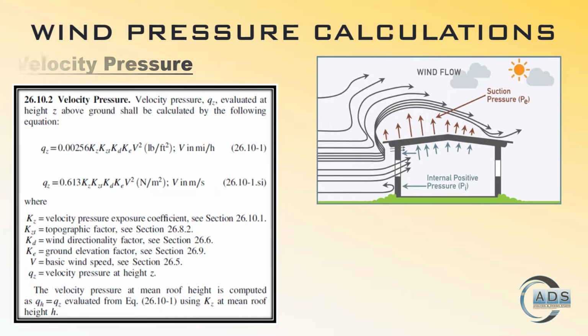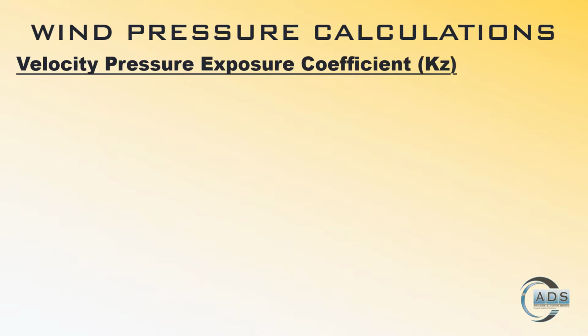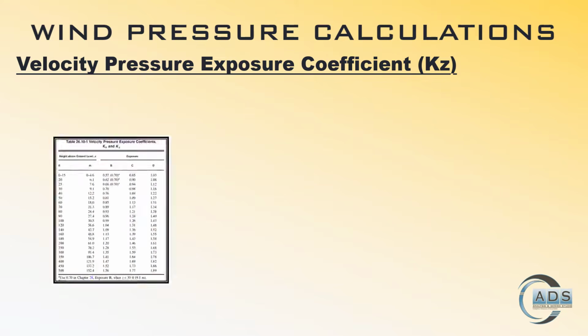Let's see these one by one. Velocity pressure exposure coefficient Kz. Kz is dependent on two things. One is the height at which wind pressure is being calculated and the other is the wind exposure of the site at which the structure is located or is to be located. The Kz value can be picked from the table shown.